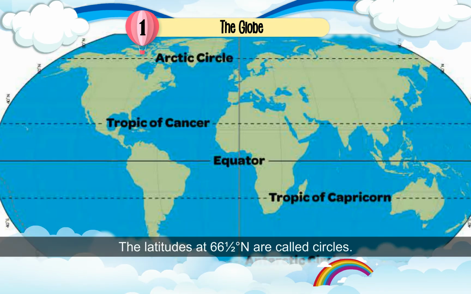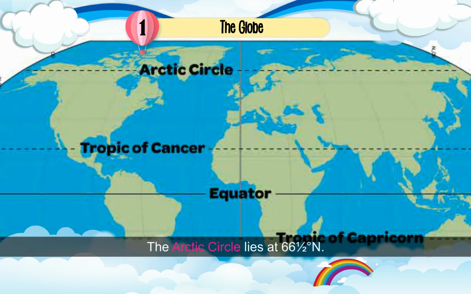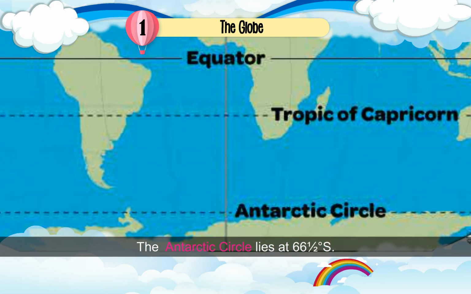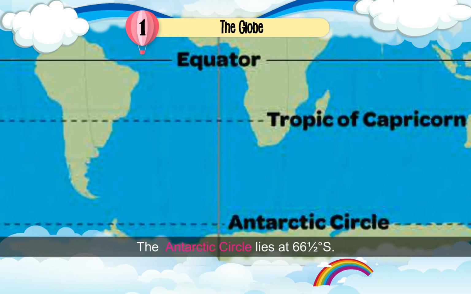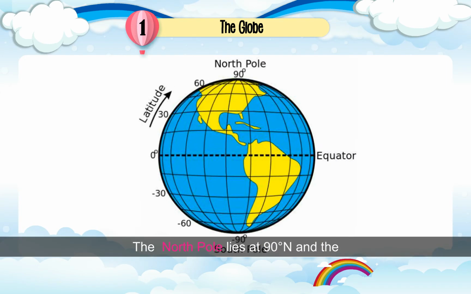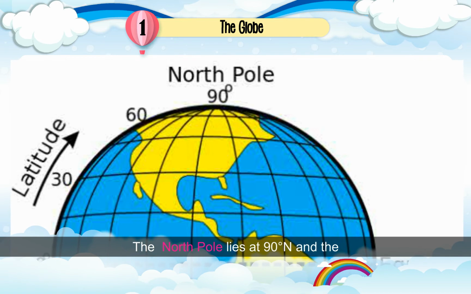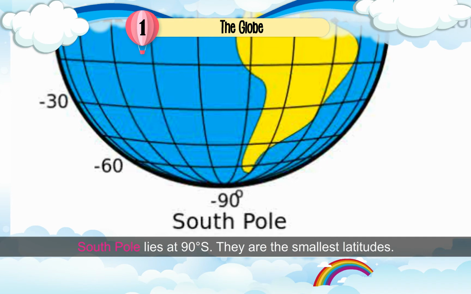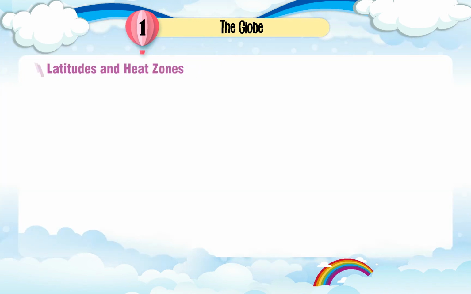Circles. The latitudes at 66.5 degrees are called circles. They are two in number, one in the northern hemisphere and the other in the southern hemisphere. The Arctic Circle lies at 66.5 degrees north. The Antarctic Circle lies at 66.5 degrees south. Poles. We have told you about the two poles. The North Pole lies at 90 degrees north and the South Pole lies at 90 degrees south. They are the smallest latitudes.